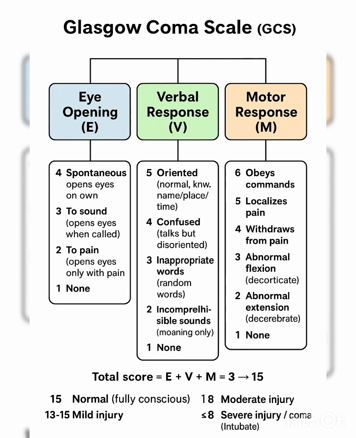And second is verbal response. It has 5 points. V5 is also known as oriented. Here patient speaks normally, knows their name, place, and the time and date. If you ask the patient what's his or her name, where he or she is, and what the time is, and the patient answers correctly, then it's known as oriented or marked as V5.